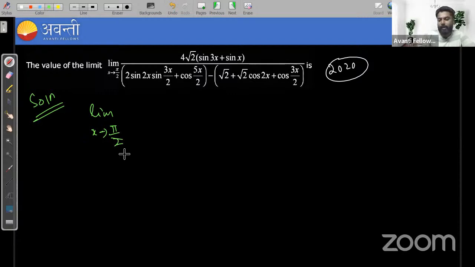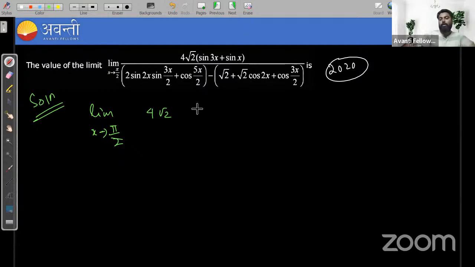So limit as x tends to pi by 2, and in the numerator you have 4 root 2 (sine 3x plus sine x). Do all of you know the trigonometric transformation formula? What is the formula for sine C plus sine D? That is 2 into sine of (C plus D) upon 2 into cos of (C minus D) upon 2. Is it or not? Yes or no? So let's solve it.